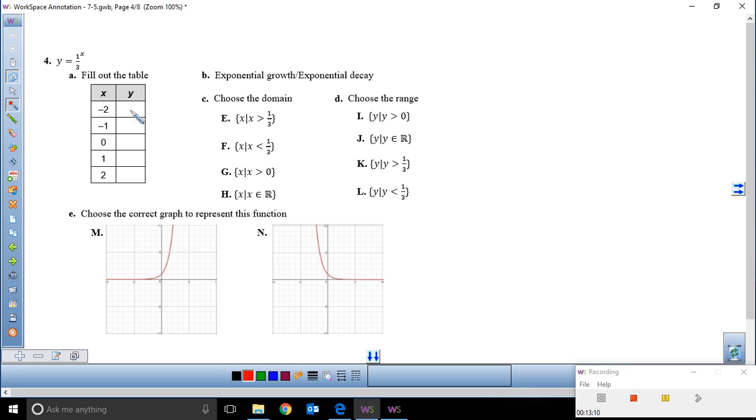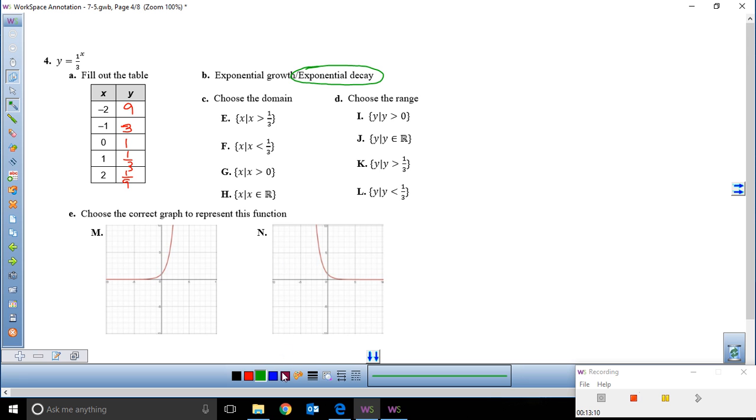All right, hopefully when you fill out the table, you got -2, 9, -1, 3, 0, 1, 1, 1/3, and 2, 1/9. And let's talk about if it's exponential growth or decay. All we have to do is look at this number being raised to the exponent here, and we see that it's 1/3, which is a fraction between 0 and 1. So that means it's going to be exponential decay.